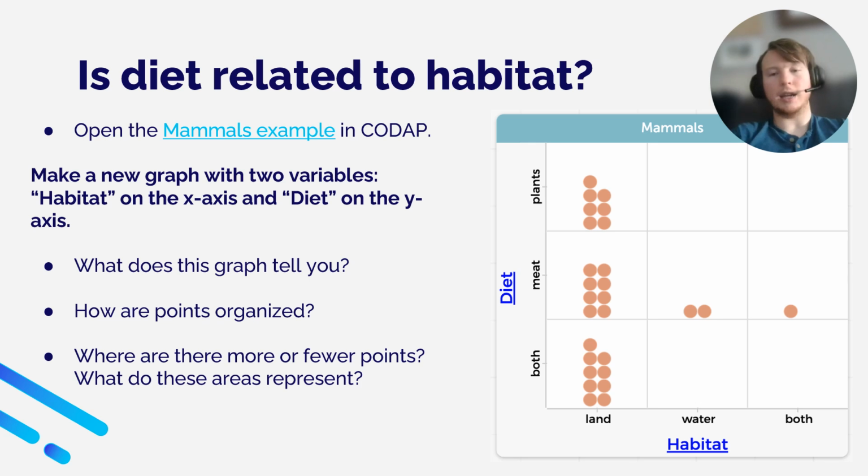So next, we're going to have students create our final graph, which is diet related to habitat. This is going to be a two-way binned dot plot. Because both of the variables are categorical, this will create a binned plot instead of a scatter plot. So we want students to put habitat on the x-axis and diet on the y, and interpret the graph with the questions shown.